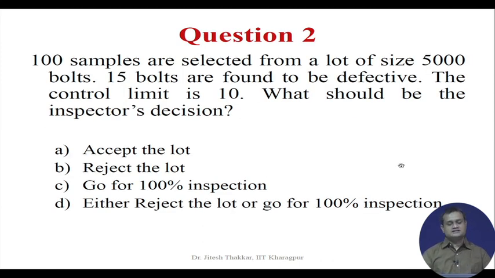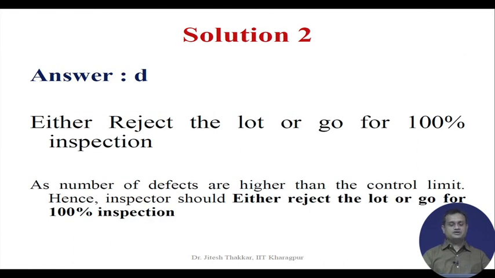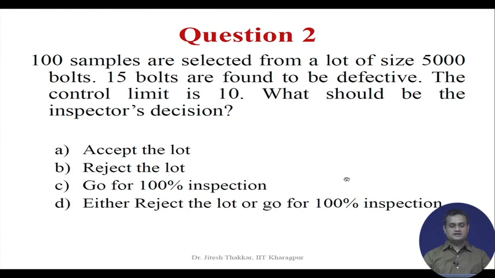So, p you can compute, that comes out to be 0.0367. Question 2, 100 samples are selected from a lot of size 5000 bolts, 15 bolts are found to be defective, the control limit is 10, what should be the inspector's decision? Should he accept the lot, reject the lot, go for 100% inspection, or either reject the lot or go for 100% inspection? So, the correct answer is D. Either reject the lot or go for 100% inspection, as you can see that the number of defects is higher than the control limit and the inspector should either reject the lot or go for the 100% inspection. You can see from here that the control limit is 10 and 15 bolts are found to be defective.